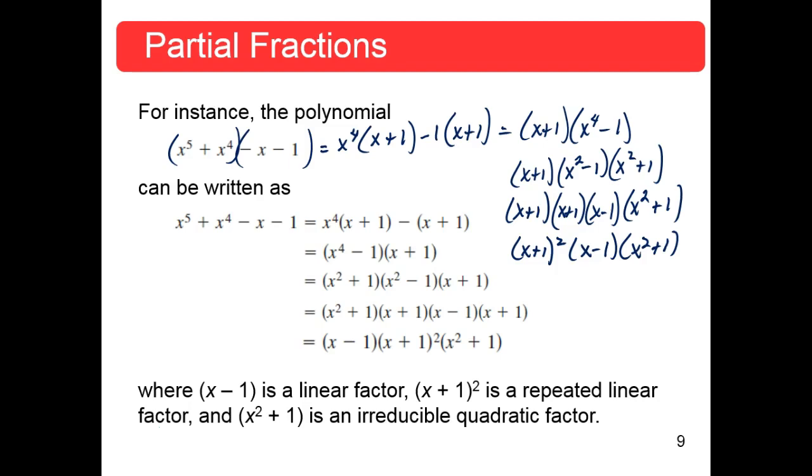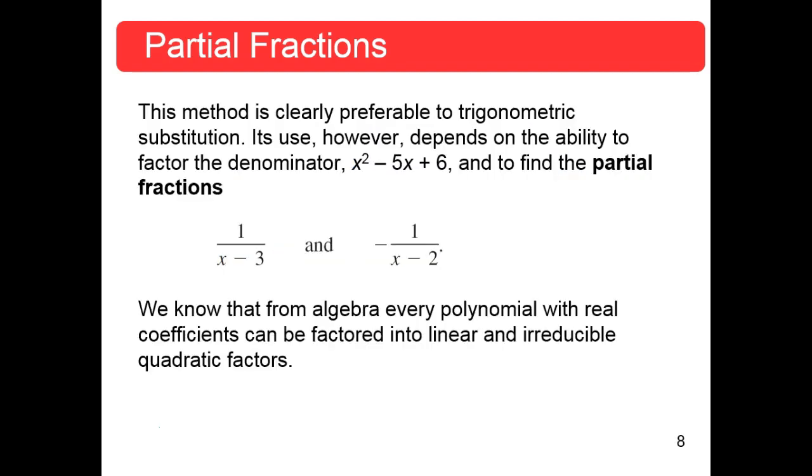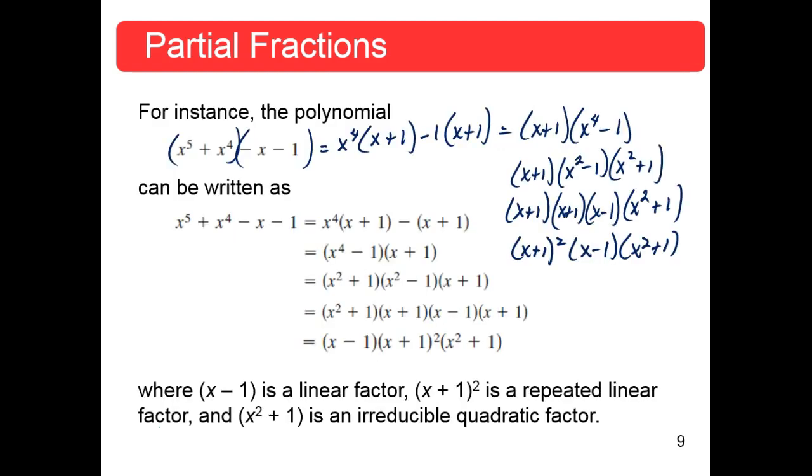But they say, we know from algebra that every polynomial with real coefficients can be factored into linear and irreducible quadratic factors. They didn't say it would be easy, but they said it can be done. Now, x minus 1 is just a plain linear factor. x plus 1 is a linear factor, but it's repeated, and x squared plus 1 is an irreducible quadratic factor.